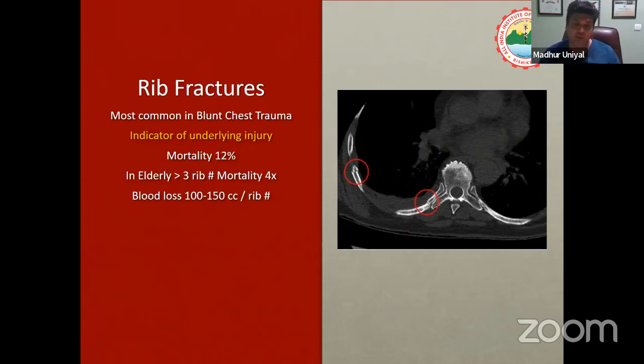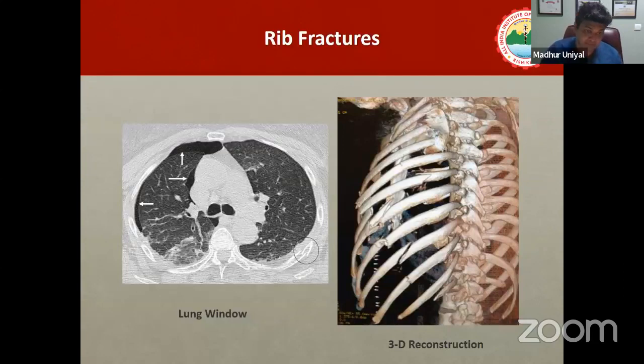So just a bone window will not suffice. We'll have to look at the lung window as well. Here you see the lung window. What we can see is we can appreciate the parenchyma as well. On the right side, you can see that the rib fracture is also there, but it's not staring us in the face. But the lung parenchyma is very, very clear to us.